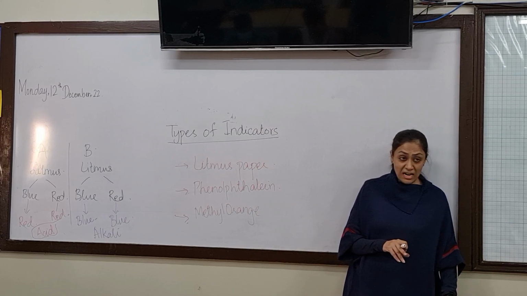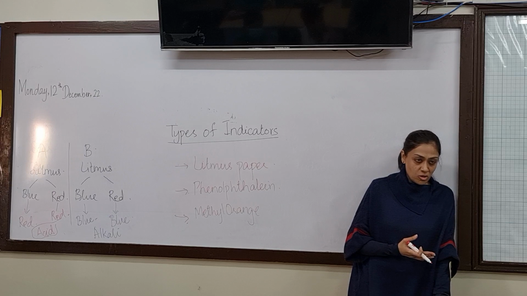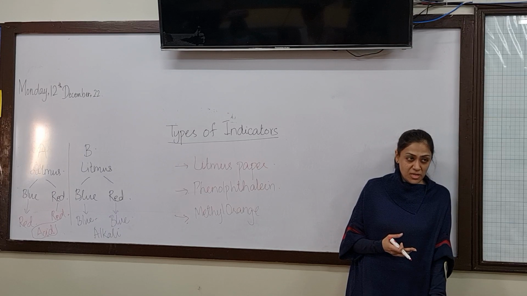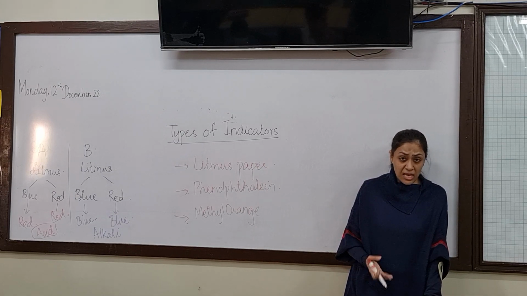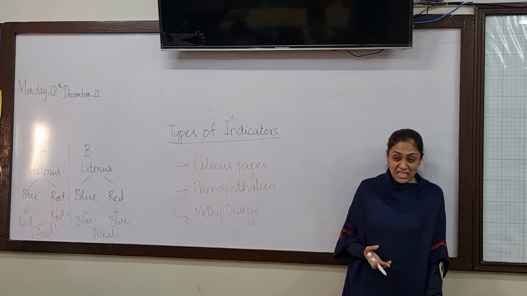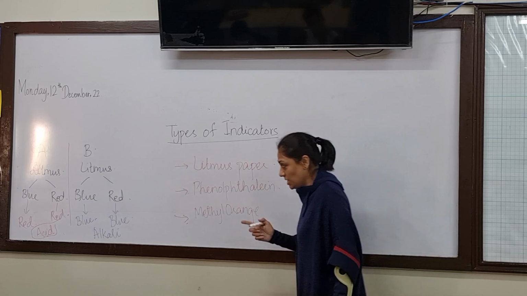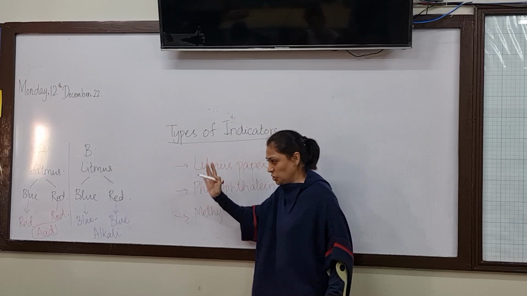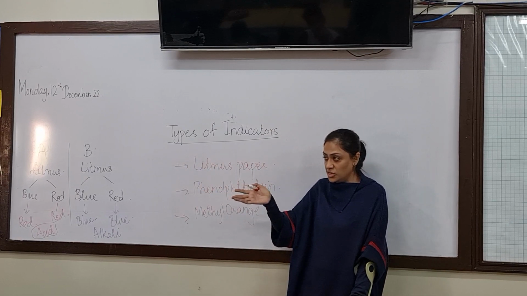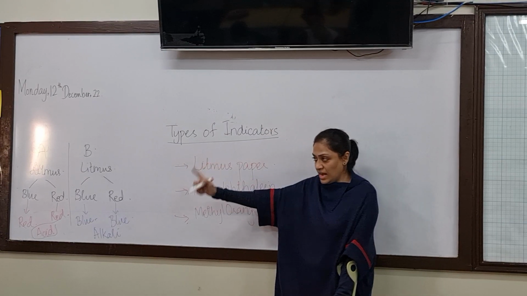Okay? There are some natural indicators also. We will do some experiments with the natural indicators like red cabbage juice, like turmeric, and these are the indicators that help us to distinguish or differentiate between an acid and alkali.